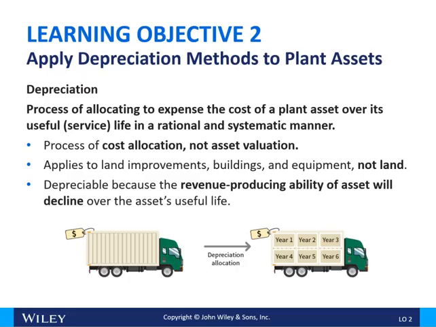It's just a way of taking the cost over the life. It applies to land improvements, buildings, and equipment, but not land. So land does not get depreciated. All the other plant assets that we talked about do get depreciated. It's depreciable because the revenue producing ability of an asset will decline over the asset's useful life. So as you use an asset, whether it's a building, piece of equipment, delivery truck, whatever it is, the value or the revenue producing ability is going to decline. So we're taking that cost and spreading it over the useful life.